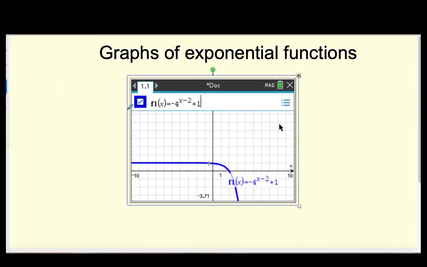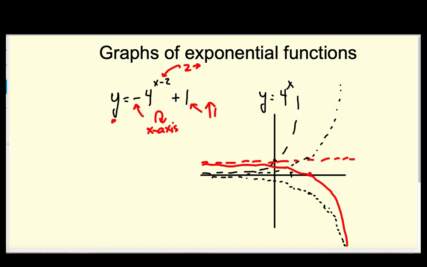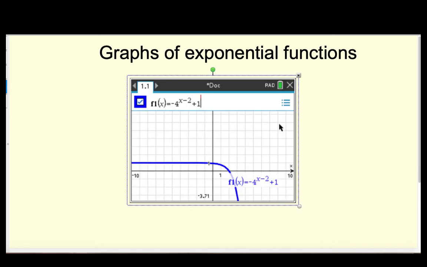So here I've captured the screen from my CAS. And if we compare that to the red graph on the previous page, it looks like I got it right. The intercept is 2, 0, and it does appear that the horizontal asymptote is y equals 1. Okay.